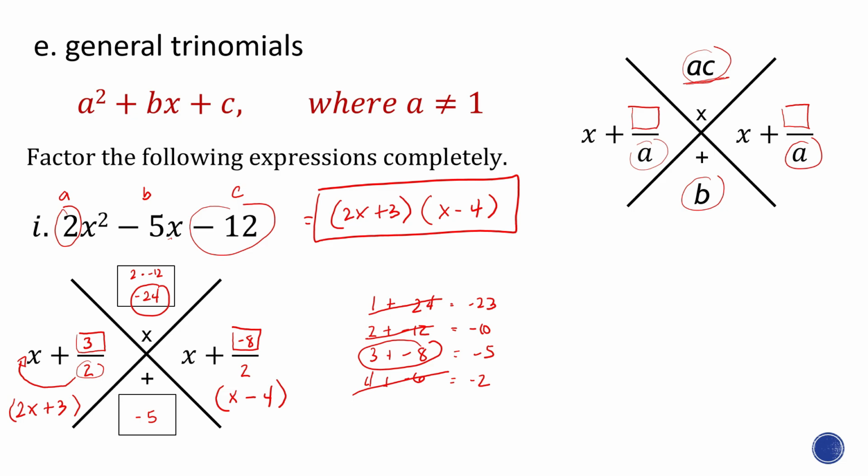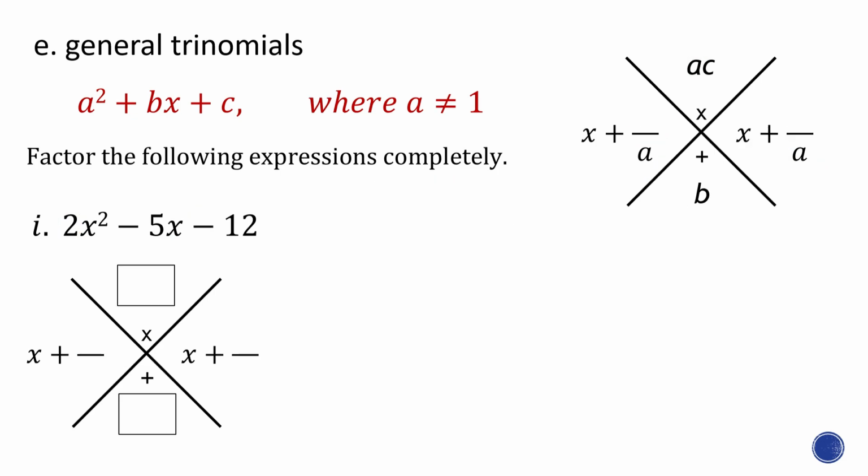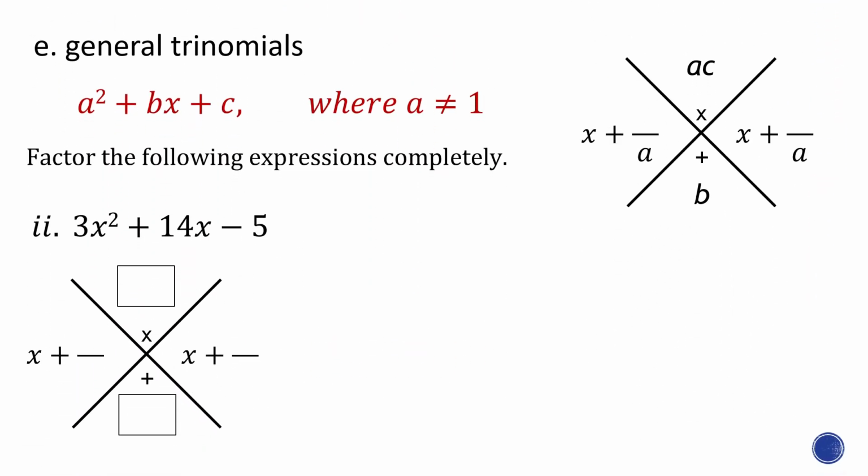All right. Let me give you the last 2 examples. Okay, so here, I'll just put a, b, and c here, or label these coefficients. So a is 3, b is 14, and c is negative 5, right? So ac, meaning we will multiply a times c. 3 times negative 5.